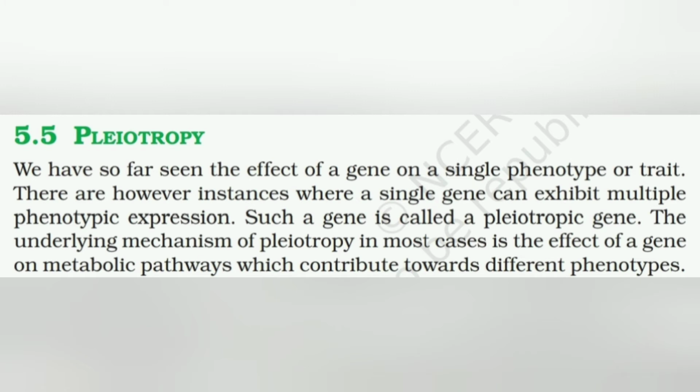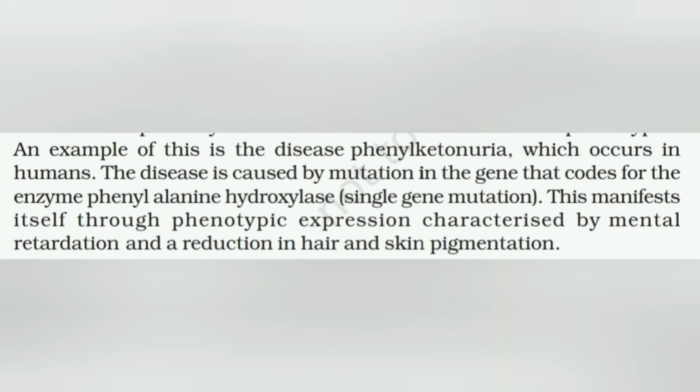Similarly, pleiotropy. We have so far seen the effect of the gene on a single phenotype or trait. There are, however, instances where a single gene can exhibit multiple phenotypic expressions. Such a gene is called pleiotropic gene. The underlying mechanism of pleiotropy in most cases is the effect of gene on metabolic pathways which contribute towards different phenotypes. One of the examples is the cause of disease phenylketonuria, which occurs in human.